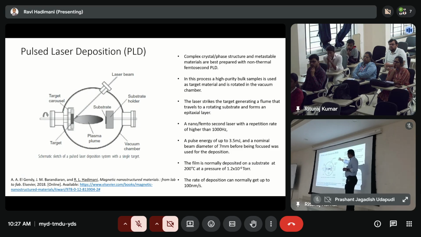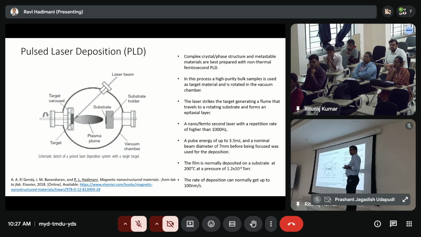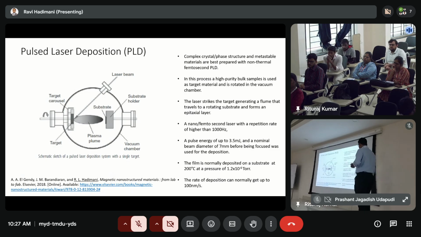You can either use a nanosecond laser or a femtosecond laser. The nanosecond laser is when its pulse duration is in nanoseconds. The femtosecond pulse is 10 to the power minus 15 seconds. Sorry, not frequency: the time per cycle is 10 to the power minus 12 seconds. So nanosecond or femtosecond lasers are different.